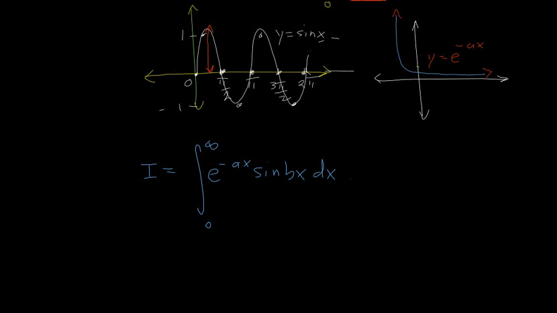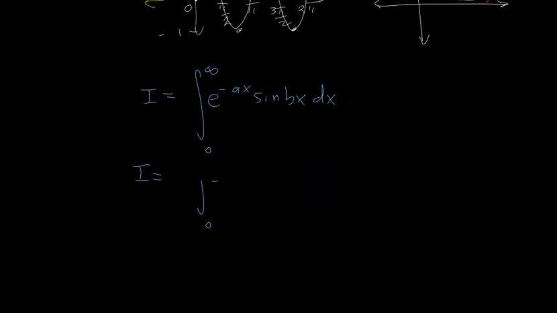So let's do that. First things first, I can say I is equal to, and it's always handy when dealing with improper integrals to put a limit. So the limit as t approaches infinity of the integral from 0 to t of e to the negative ax sine bx dx.